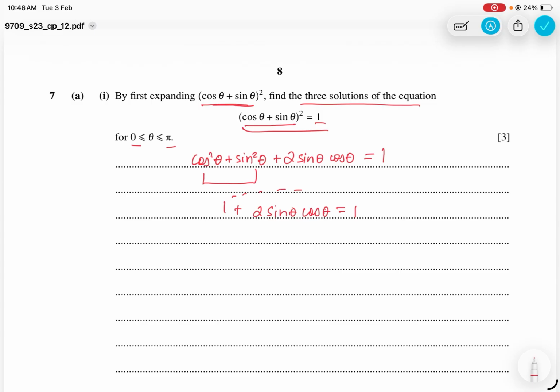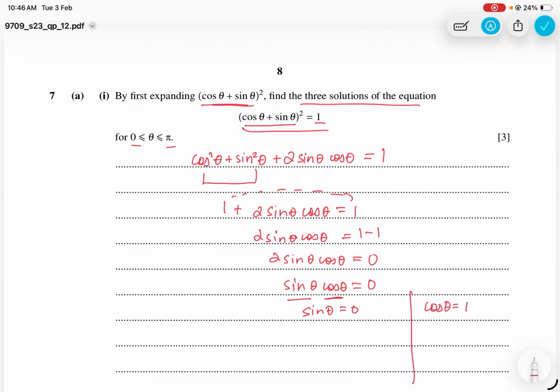Now let's send this one to the other end. 2 sine theta cos theta equals to 1 minus 1. 2 sine theta cos theta equals to 0. Sine theta cos theta equals to 0. If we send cos theta to the other end, we will have sine theta equals to 0. Now, if we divide both sides by sine theta, we will have cos theta equals to 0.